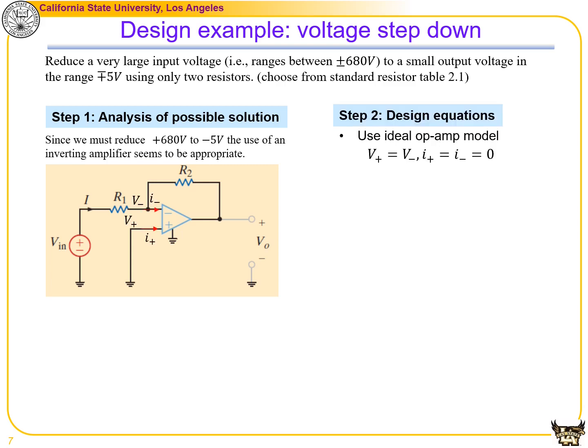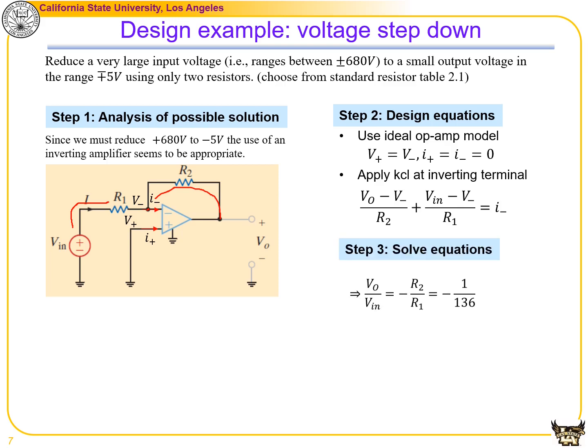The second step is to come up with the design equations. The same, we're going to use the ideal op-amp model. It implies that V plus is equal to V minus and I plus is equal to I minus, which is equal to 0. We can apply KCL at the inverting terminal, which gives us (VO minus V minus) divided by R2 plus (V in minus V minus) divided by R1, that is equal to the current leaving this node, which is I minus. By combining the equations, we can solve them.